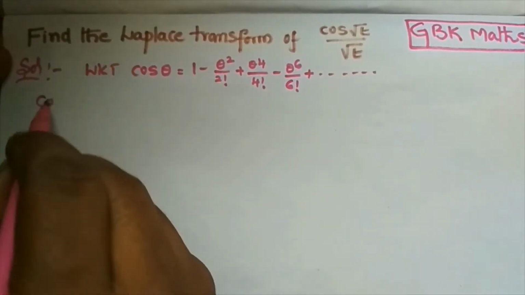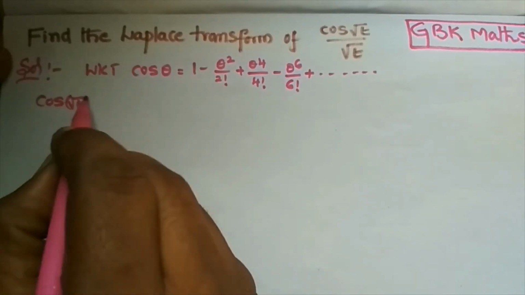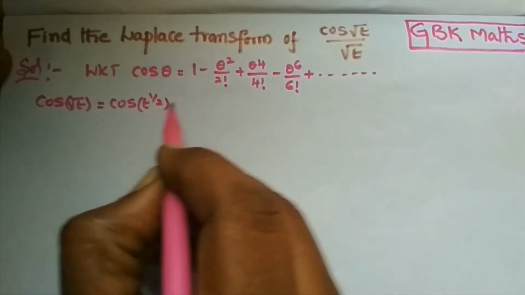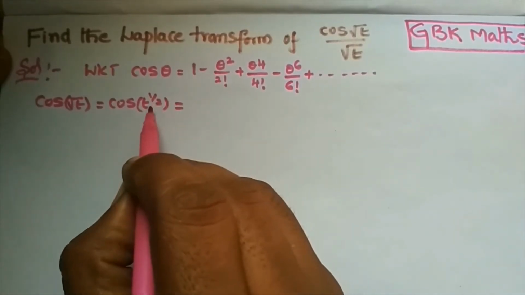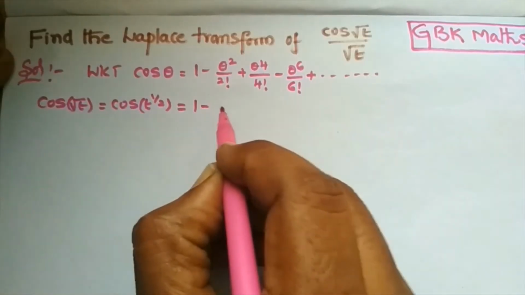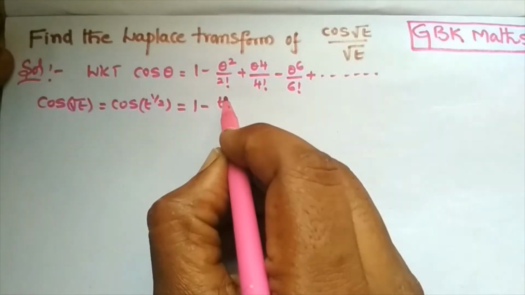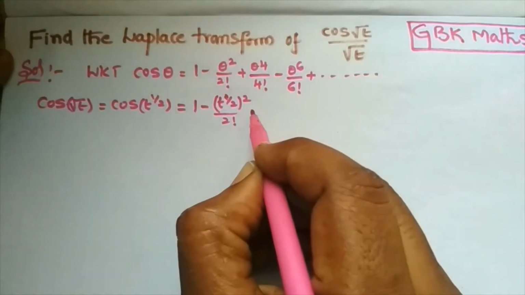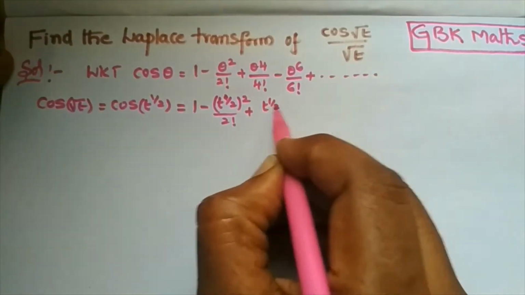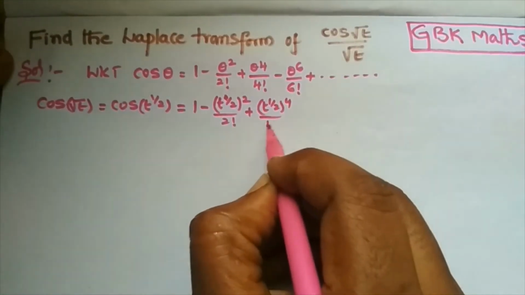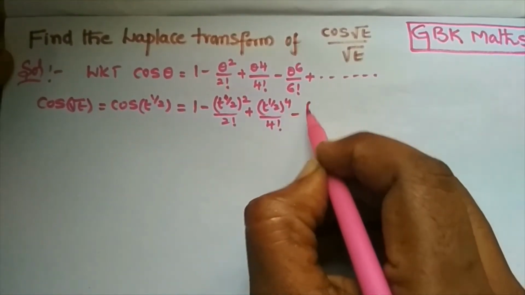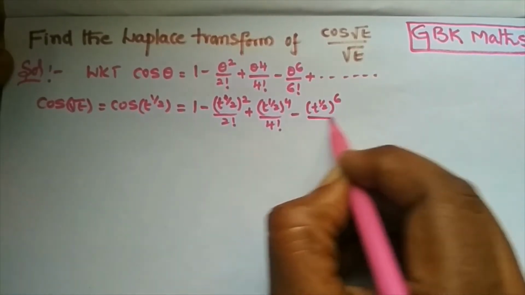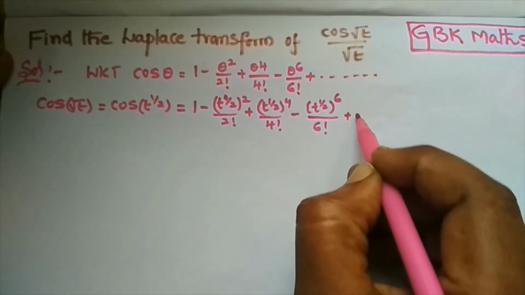Now I should replace cos root t. It can be written as cos t power 1 by 2. So apply theta as replaced by t power 1 by 2: 1 minus (t to the power of 1 by 2) whole square by 2 factorial plus (t to the power of 1 by 2) whole to the power of 4 by 4 factorial minus (t to the power of 1 by 2) whole to the power of 6 by 6 factorial plus and so on.